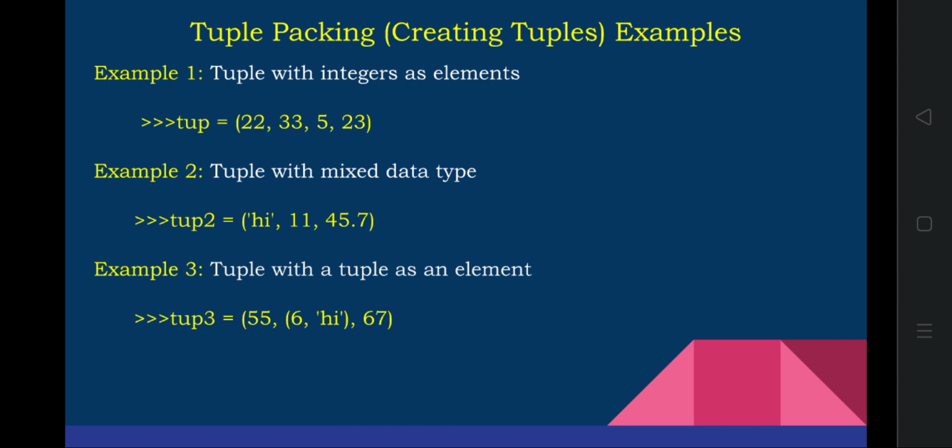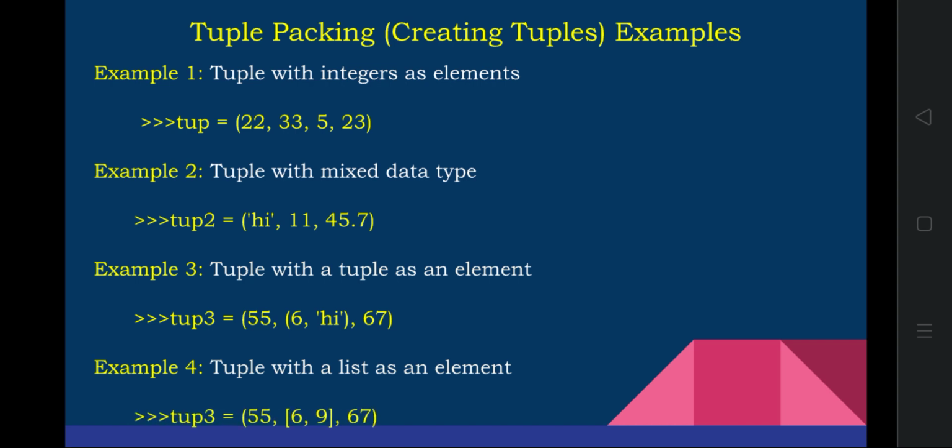That means inside one tuple there is one more tuple, which is 6 comma high. So that means we can assign a tuple within a tuple also. So that is example 3, which says there is a tuple within a tuple. And the fourth example says the tuple can be created with a list as an element. That means we can have a list inside the tuple.